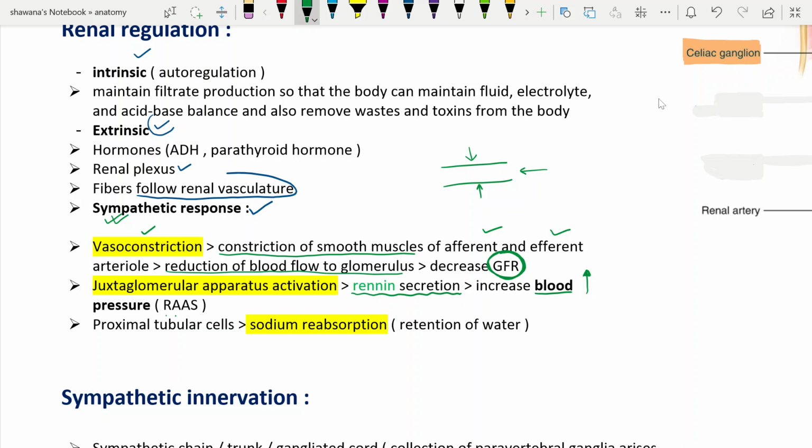The third effect: in the proximal tubular cells, about 90% of the reabsorption occurs. So in the proximal tubular cells, sodium reabsorption occurs via the sympathetic response. So it leads to the retention of water, and automatically when there is retention of water, the volume of the blood increases, and it leads to high blood pressure, hypertension. Okay, because it is a sympathetic response.